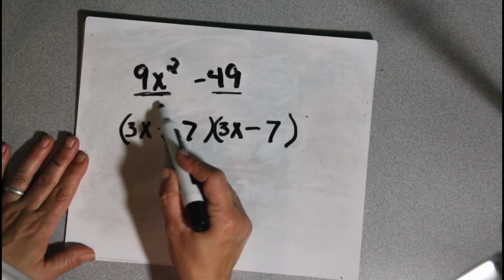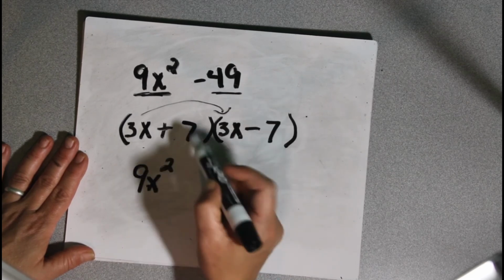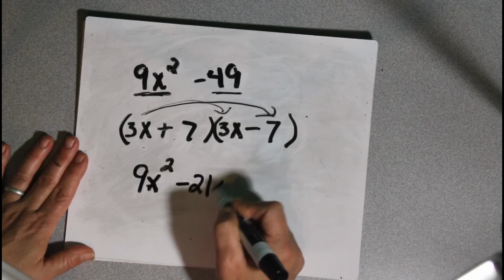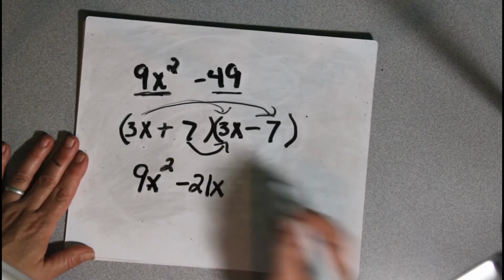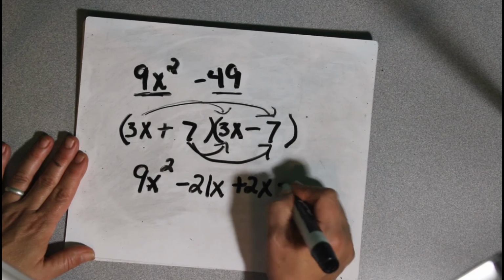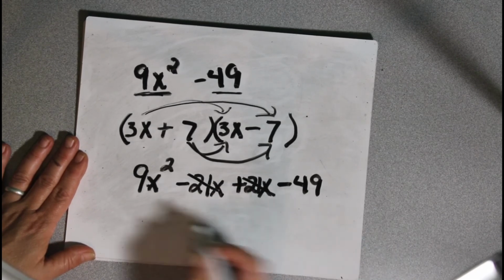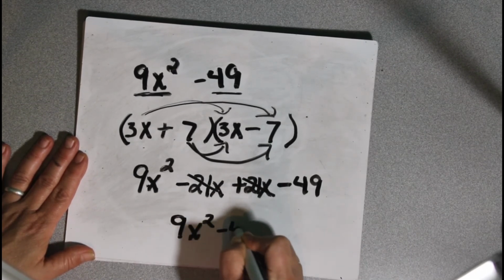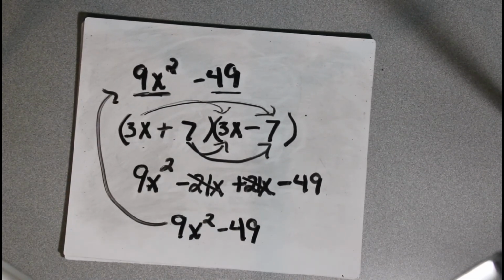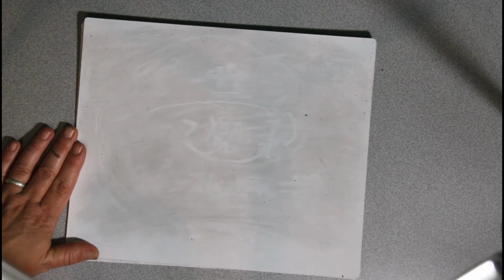Now, if you wanted to FOIL this back out, you could. You could say 3 times 3 is 9, x times x is x squared. And then you could go over here, 3 times 7 is negative 21x. Then you go right there, 3 times 7 is 21, so that'd be positive 21x. And then right here, 7 times 7 is 49. These two, oops, that should be 21x. These two cancel each other, and you get 9x squared minus 49. Back to what we had at the beginning. So if you do one of those and you're not sure if your answer is right, just multiply it back out, rainbow it back out until you come up with what you had at the beginning.